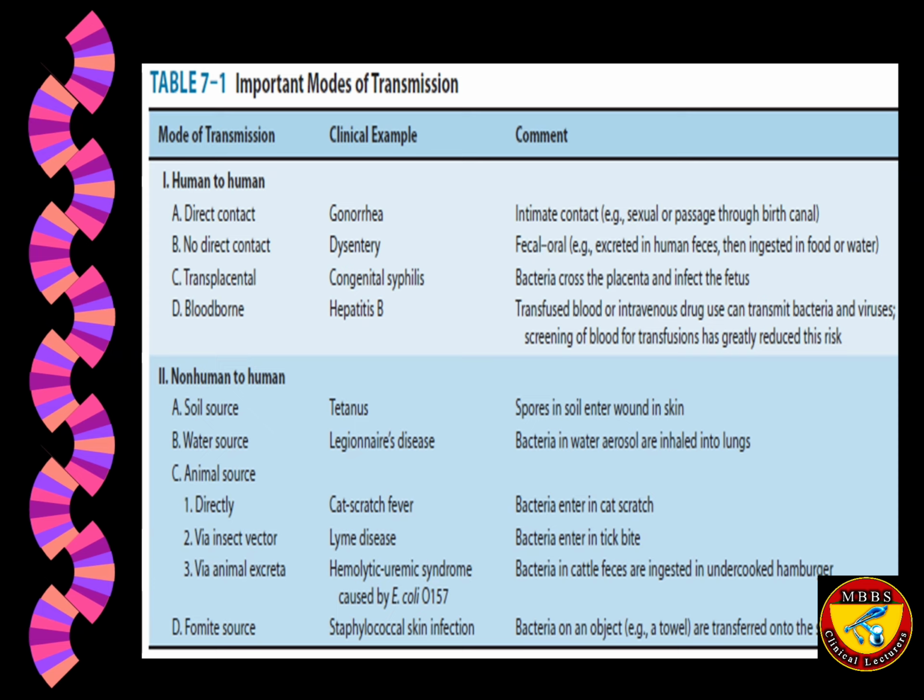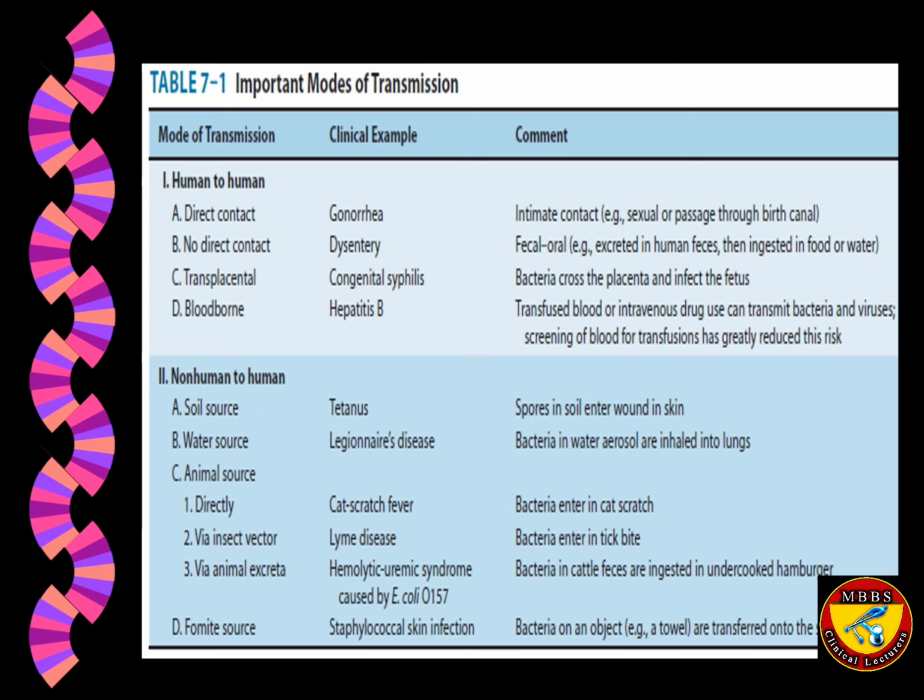Then the diseases which are through animal source can be because of the direct interaction with the animal, like cat scratch disease, or it could be by a vector involvement like Lyme disease, in which ticks are involved, or in cases of fecal contact of the cattle, there can be hemolytic uremic syndrome caused by E. coli. And obviously, fomite sources, because of dirty bedding and dirty clothes, it could be Staphylococcus skin infection.